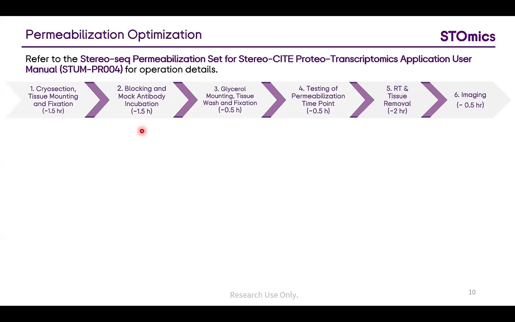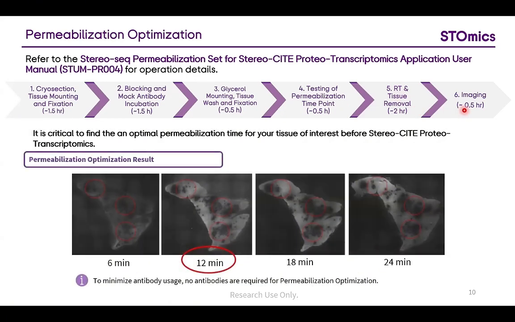And then we will block it and have a mock antibody incubation, which means we will not use any antibodies in this part, because the key aim of the experiment is to find the optimal permeabilization time for your tissue. Then we will apply the glycerol mounting, tissue wash and fixation before the permeabilization. We have different permeabilization time sets, then reverse transcription, tissue removal, and we will proceed to the imaging to get the result.